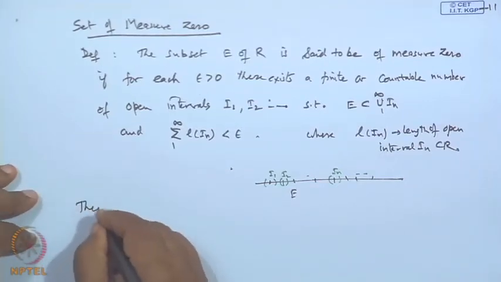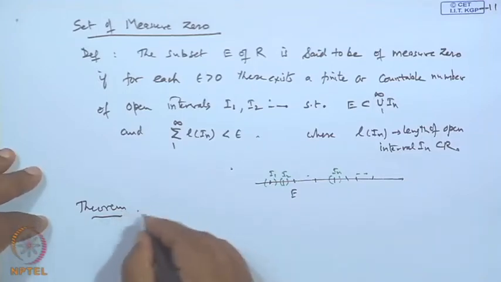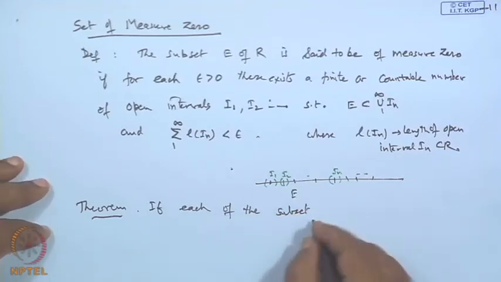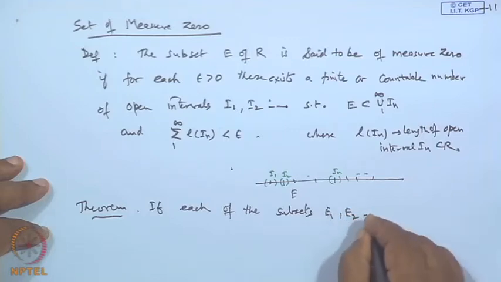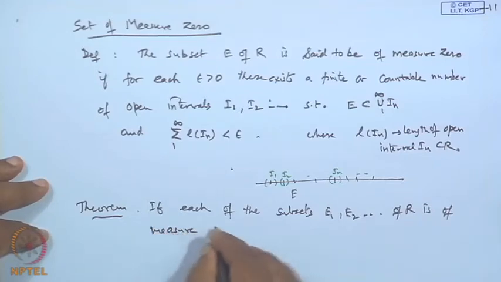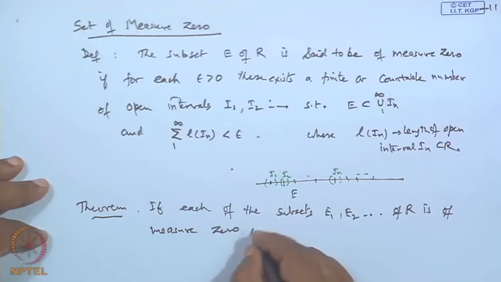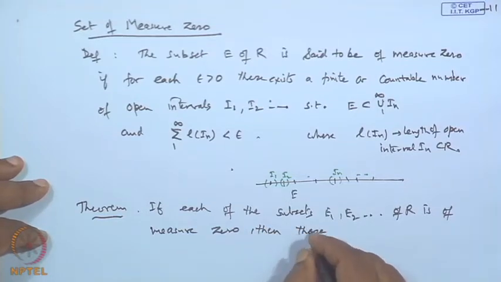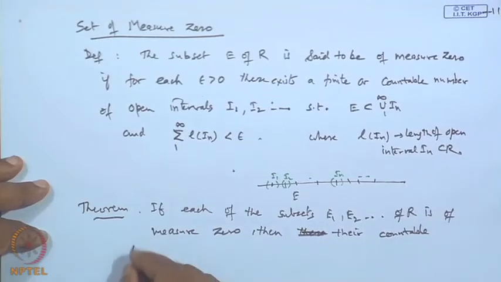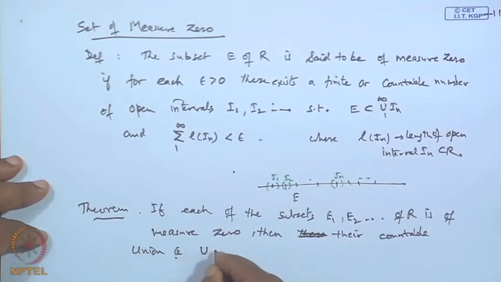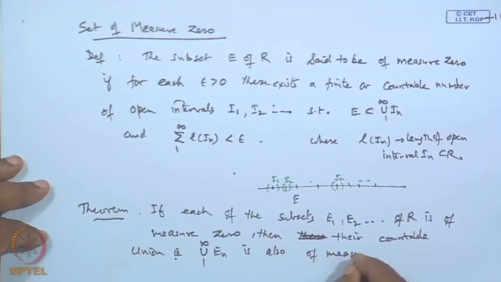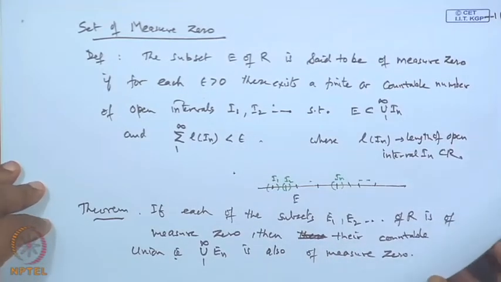And there is one result which will be useful. The result says if each of the subsets E 1, E 2 and so on of R is of measure 0, then their countable union, that is the union of E n for n from 1 to infinity, is also of measure 0, and this is very easy to prove.